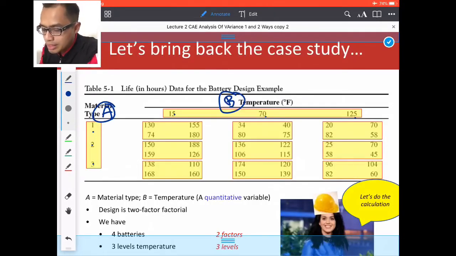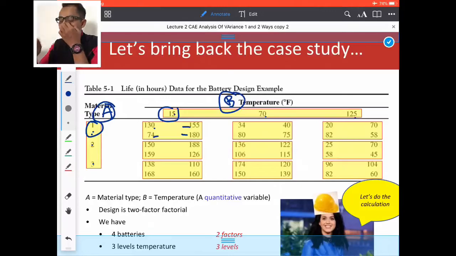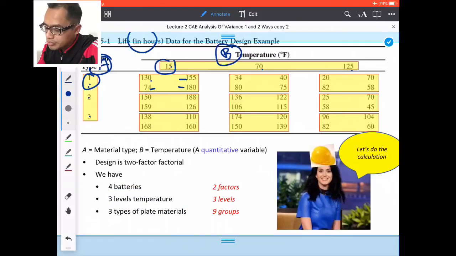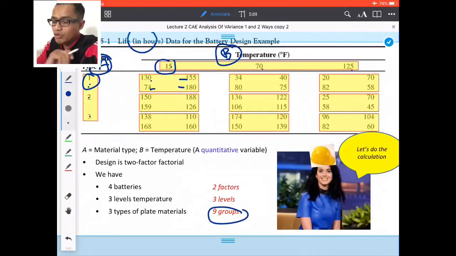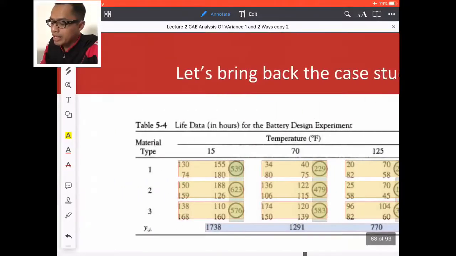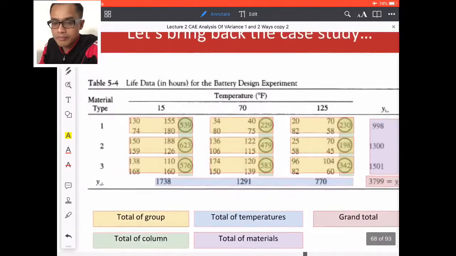So for each of these groups, let's say she combined type 1 battery and -9 degrees Celsius, and from there she has 4 replicates, 4 batteries, or 4 times she does this experiment, she gets these battery lives in hours. The first one maybe 130 hours, and then 74 hours. So it goes up and down. So you have 9 groups, 4 replicates for all of the combinations, right? So what we see from there is this. These are the calculation part. Alright, so stay with me.